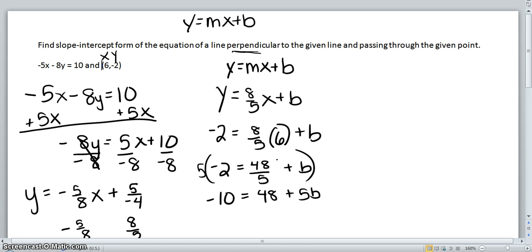Right? If you multiply this one by 5 and this one by 5, these 5's cancel out. 5 times negative 2 is negative 10. The 5's cancel out, leaving you with 48. And then 5 times b is 5b. To solve for b, we're going to subtract 48. Whatever you do to one side, you do to the other side. And then we have 5b. These cancel out, equals negative 58.